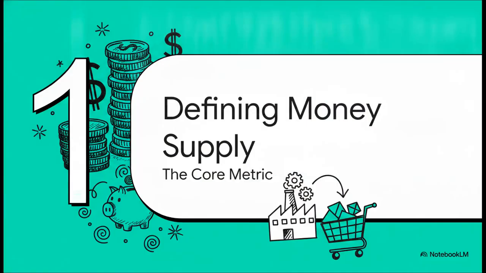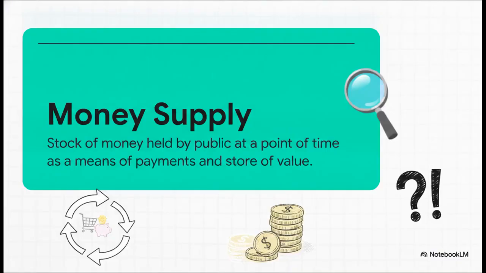Section 1. Defining money supply. Officially, the money supply is the total stock of money held by the public at one very specific point in time, which is used for making payments and storing value. Sounds pretty straightforward, right? Well, the devil is absolutely in the details here. There are two vital facts that completely dictate how this is actually calculated.